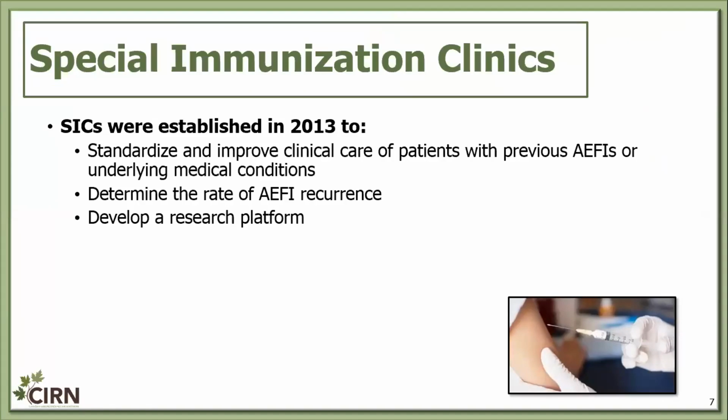So to address knowledge gaps around AEFI recurrence and the safety of continuing with vaccination, we established the Special Immunization Clinic Network within CIRN, or the Canadian Immunization Research Network, back in 2013. The initial objectives of this network were to standardize and improve the clinical care of patients with previous AEFIs, as well as those with underlying medical conditions that could contraindicate vaccination, to gather data on these patients to determine the rate of AEFI recurrence for specific types of AEFIs or associated with specific vaccines, and to develop a research platform for further studies of vaccine safety, adverse events, and vaccination in immunocompromised populations.